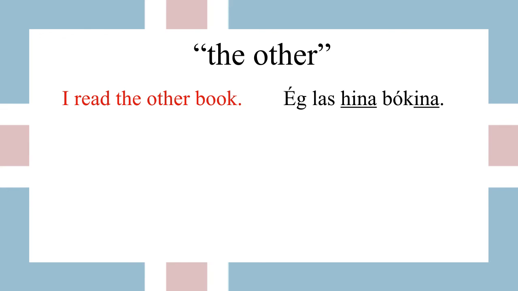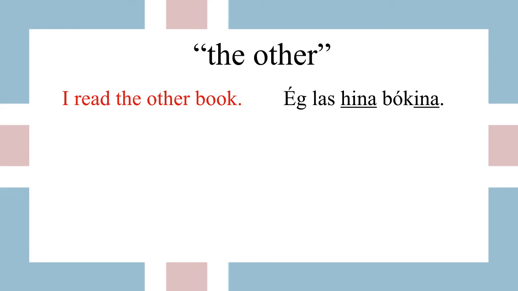The last reason that we're going to look at to learn the Hinn chart is so that you can use phrases with the other. For example, I read the other book. In Icelandic, we say ég las hina bókina. And you can notice here that, first of all, we have the definite article ending on bók, bókina, and we also have hina in front of it. This is how we say the other book.